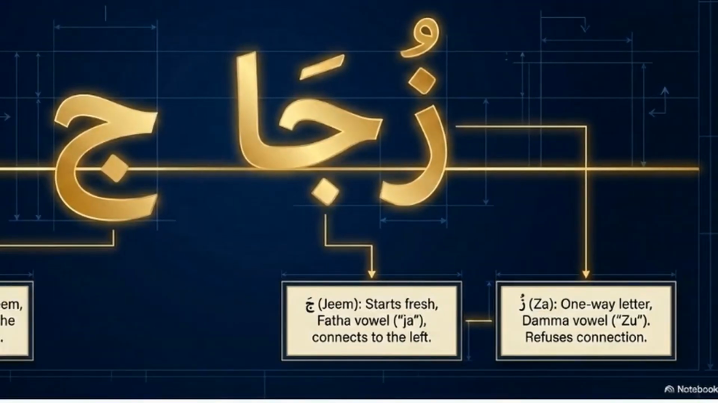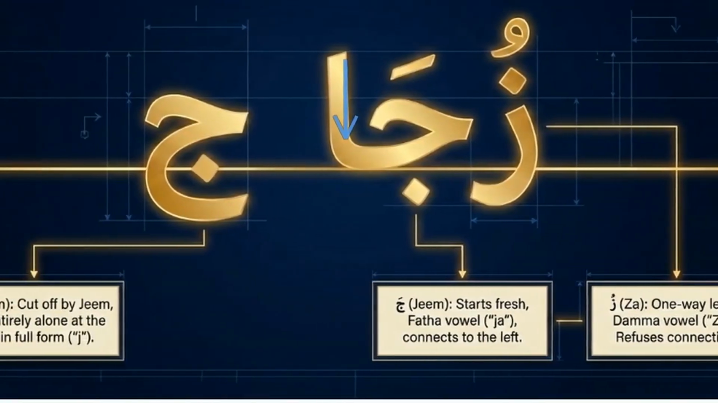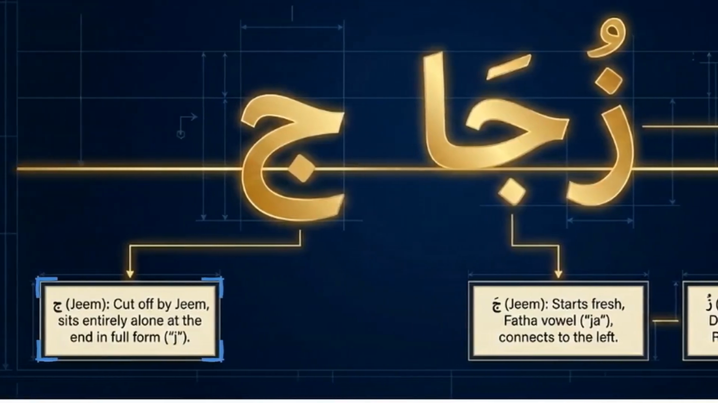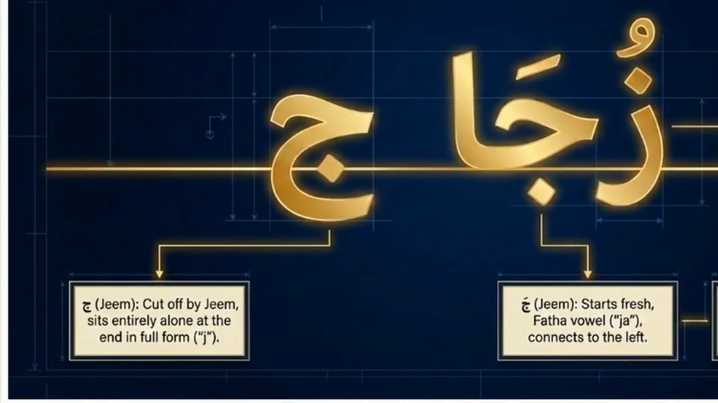The next letter, jim with a fatha, makes a ja sound. It starts fresh and connects to the left into alif. Alif forces another break. This leaves our final jim cut off, sitting entirely alone at the end in its full isolated form. This matrix is your master guide.